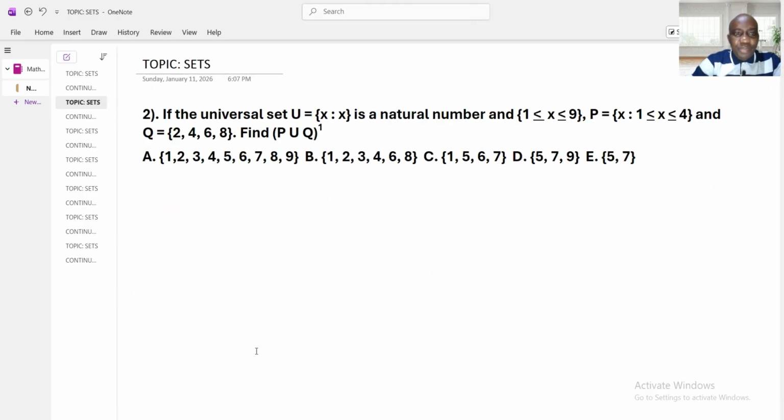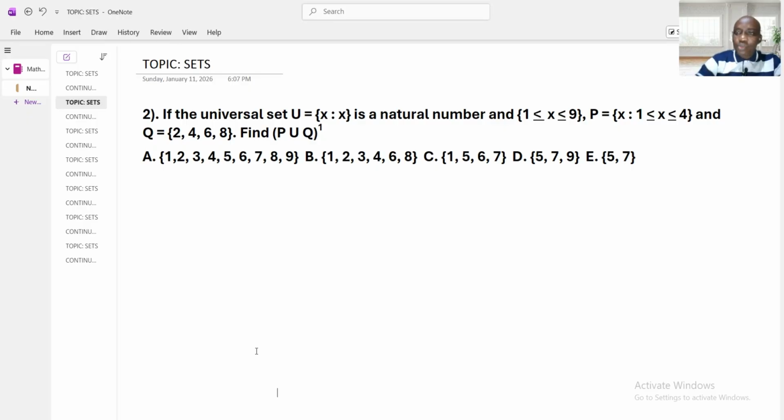Now, let's begin from question 2. If the universal set U is the natural numbers such that 1 is less than or equal to x and x is less than or equal to 9, for the set P, 1 is less than or equal to x, x is less than or equal to 4, and Q is 2, 4, 6, 8. Find the set P union Q raised to the power 1.